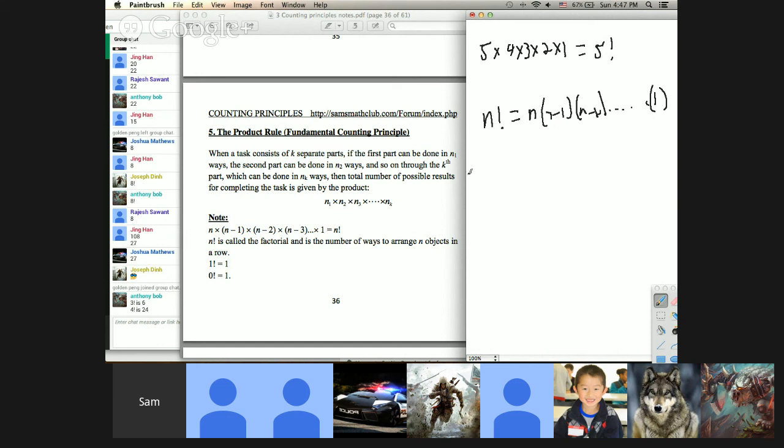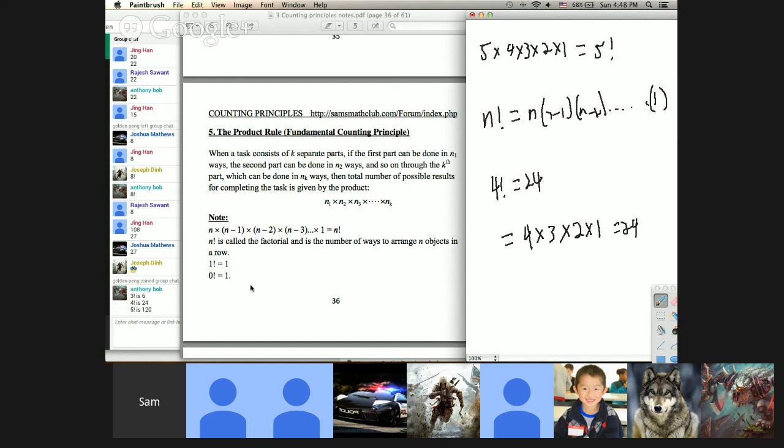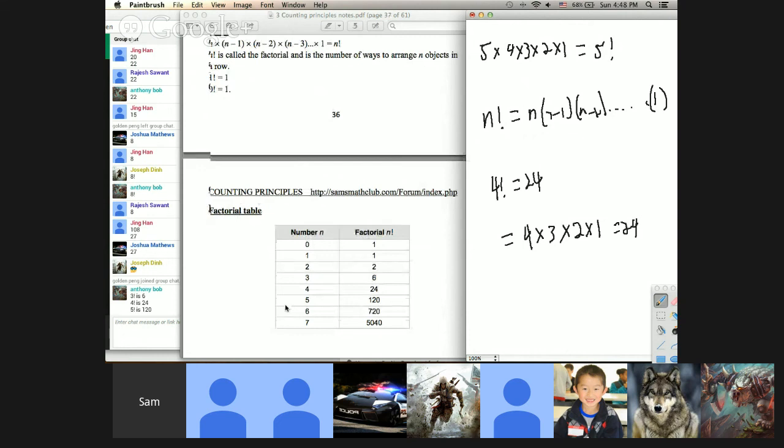So right here, someone said 4 factorial is equal to 24. How you get that is you write out 4 times 4 minus 1, which is 3, times 4 minus 2, which is 2, times 4 minus 3, which is 1, and that equals 24. So anything factorial is basically that. And 5 factorial is 120.